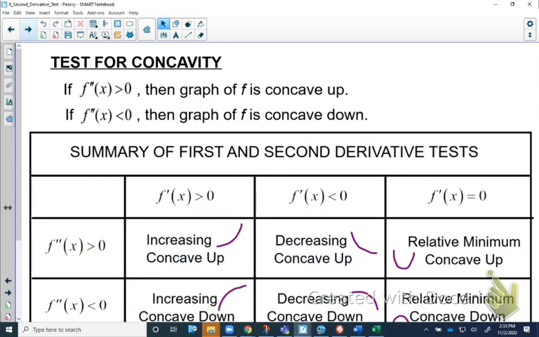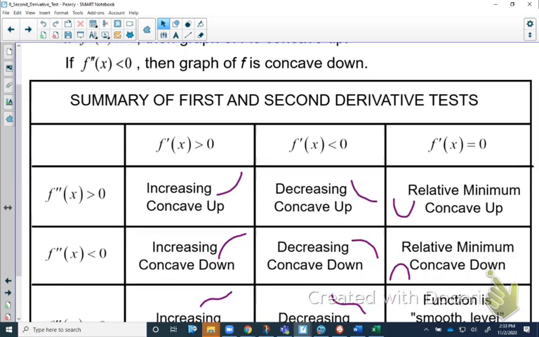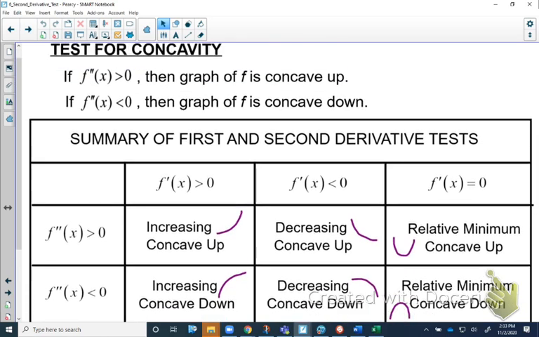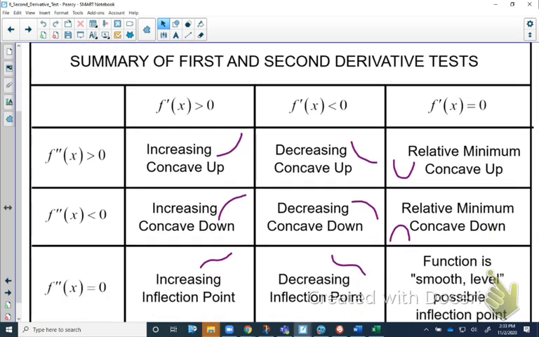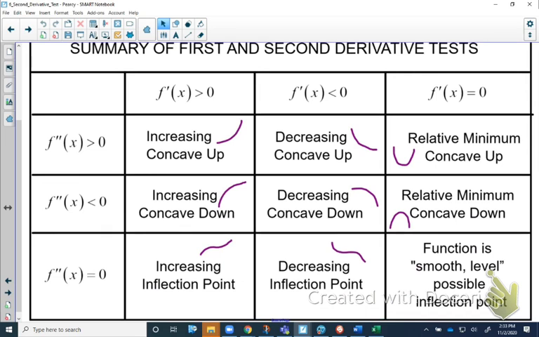Now, what we're looking at here is a table in your notes where we're looking at what conclusions we can make when we know the value of the second derivative, whether it's positive, negative, or 0. I would look at it in columns from left to right, where the first column says that if the second derivative is positive and the first derivative is positive, then the function is increasing and concave up.